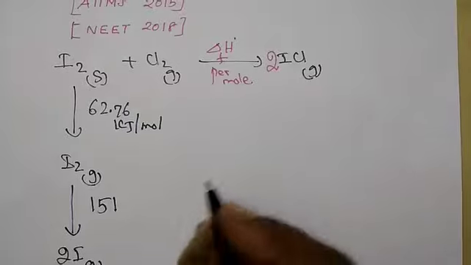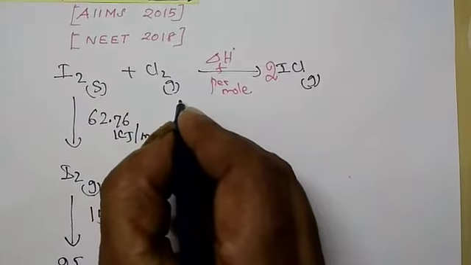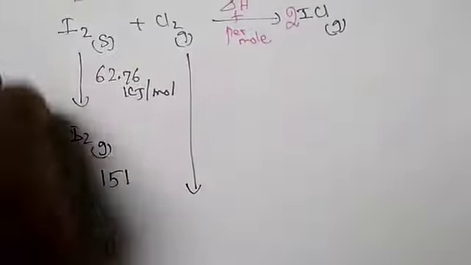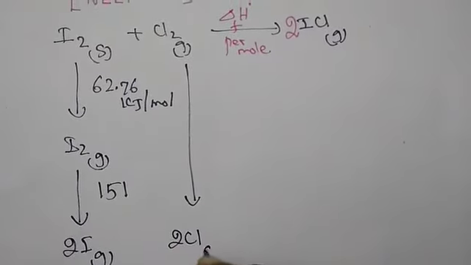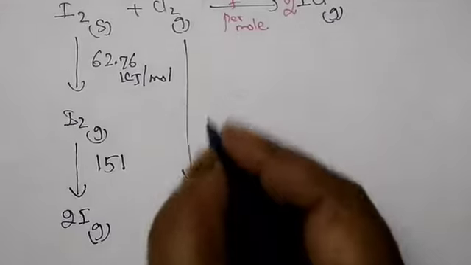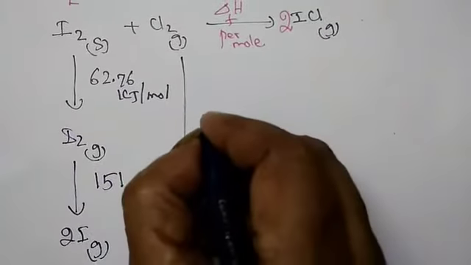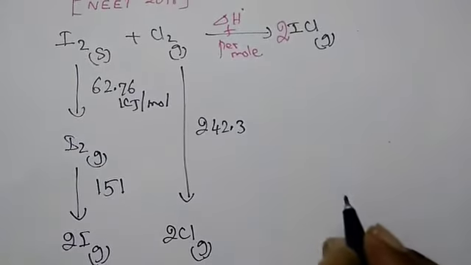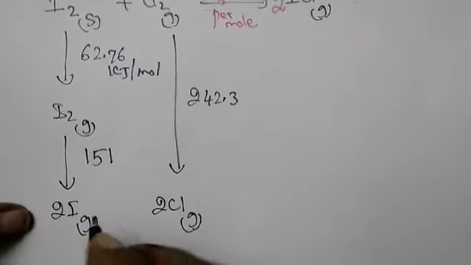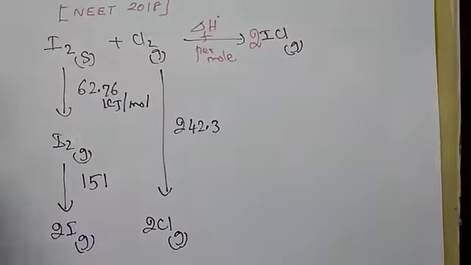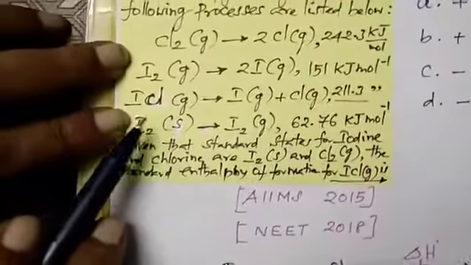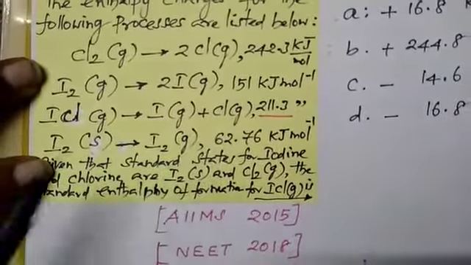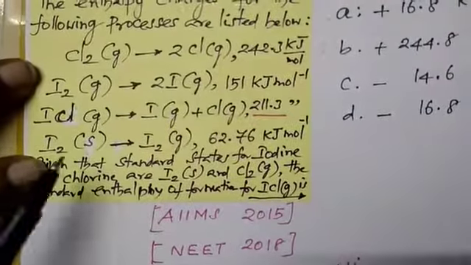Next one is the conversion of chlorine gas into 2Cl in the form of gas. Okay, for this the enthalpy change is 242.3 kilojoule per mole. Okay, next the data given in the sum, you can see this data: ICl dissociates to give iodine and Cl. This is the reverse equation given.